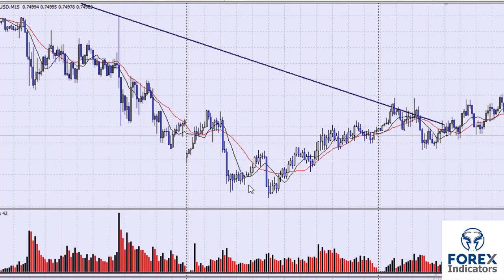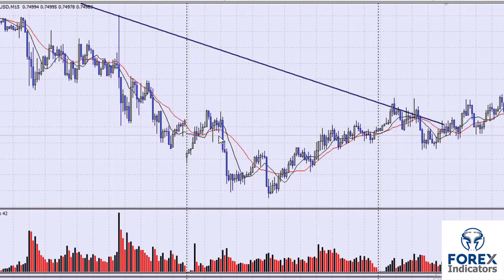Now, this technique works with the trend. So you can only use this technique if the market is trending, whether it's in an uptrend or downtrend. But we cannot use this technique if the market is going sideways. We're only going to use this technique if the market is trending.